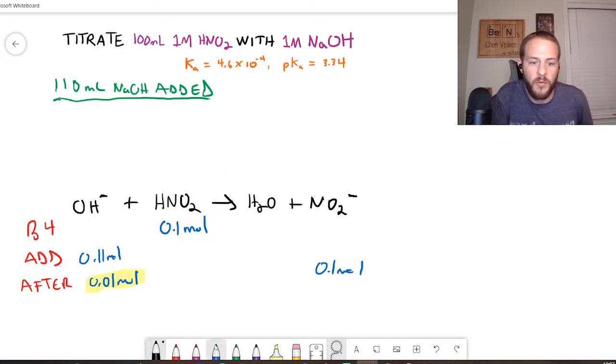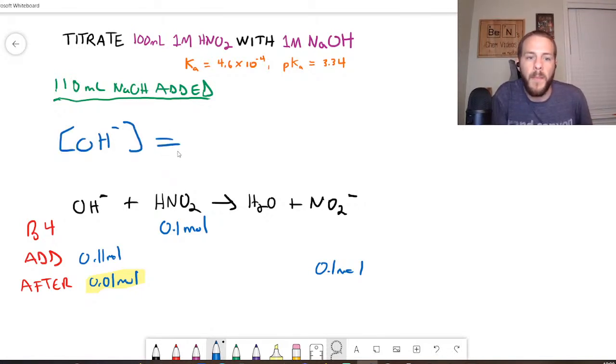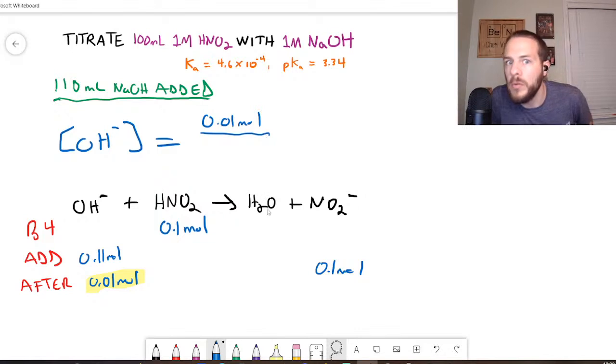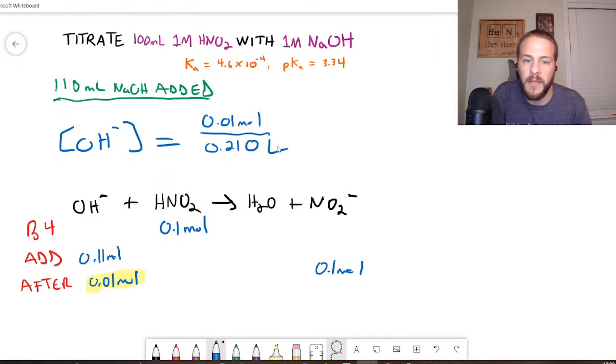So we want to know what the concentration of OH minus is, right? That's going to be equal to the amount of it in moles, which is 0.01 moles, divided by the total volume. The total volume is not 110 mils. That's how much we added. We need the total volume, which includes not only the volume that we added, but the original volume before we added anything. It's going to be 100 plus 110 milliliters, which is 0.210 liters, right? So that's 210 milliliters converted into liters. And so now the concentration of hydroxide ends up being 0.01 over 0.21.